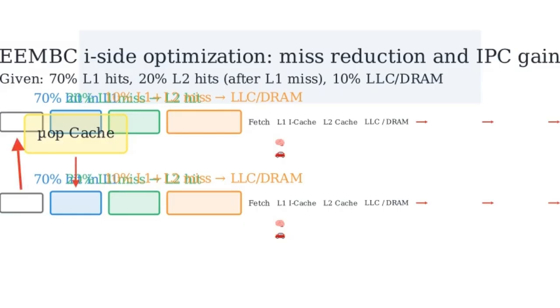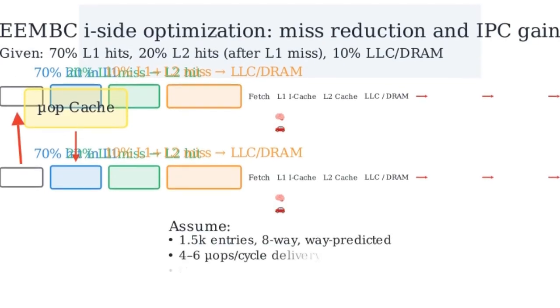We will place a micro-op cache next to the branch target path, so after a predicted target, we probe the micro-op cache first. If it hits, we deliver ready-to-execute micro-ops immediately. We will assume a modest design: 1.5 kilo entries, 8-way set associative, way prediction, and 4 to 6 micro-ops per cycle delivery.